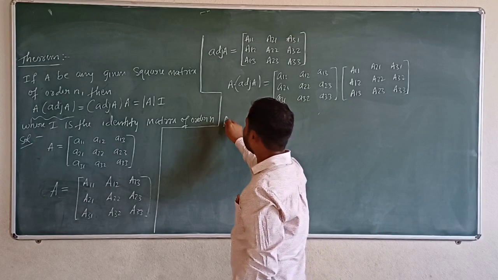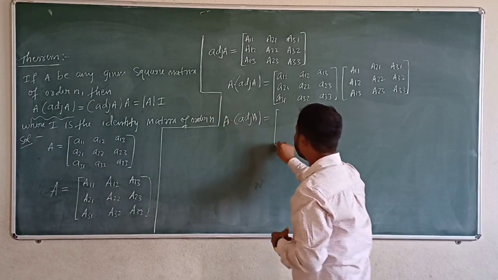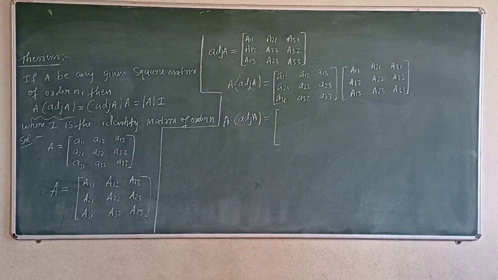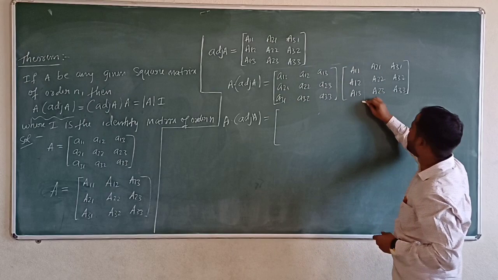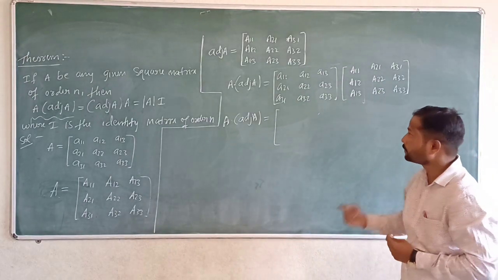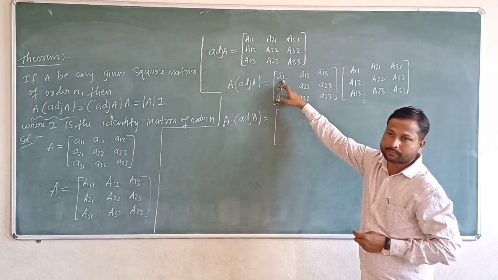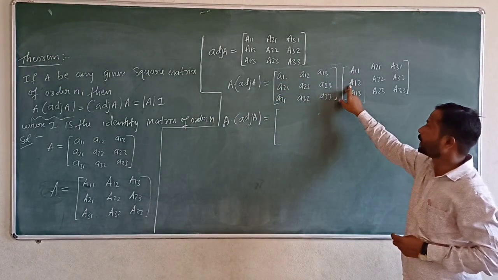Take up A into adjoint of A. Multiply these two matrices. Take the first row, first column: the A11 element times its cofactor, the A12 element times its cofactor.